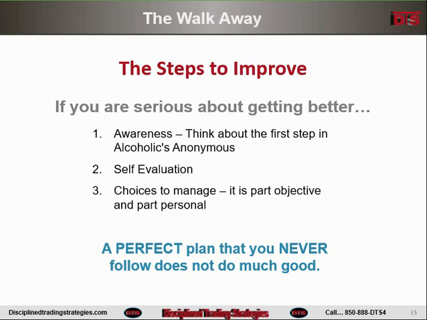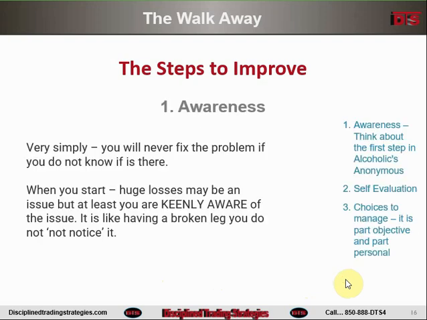If you have a management plan that is so completely against your mentality of trading and you never follow it, what's the point of having it? So you have to come up with something that you can actually do. Number one, awareness. Very simply, you'll never fix the problem if you don't know it's there.